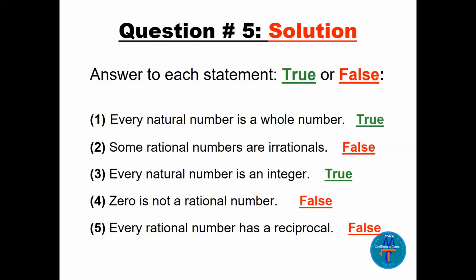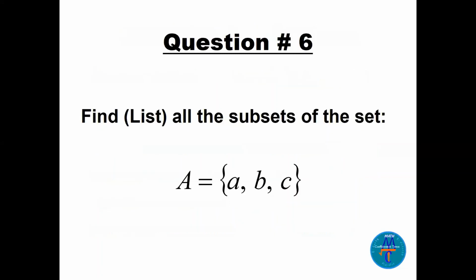Every rational number has a reciprocal. No. Every rational number has a reciprocal except 0. 1 over 0 is undefined. Okay. Now let's see question number 6, a little tricky.